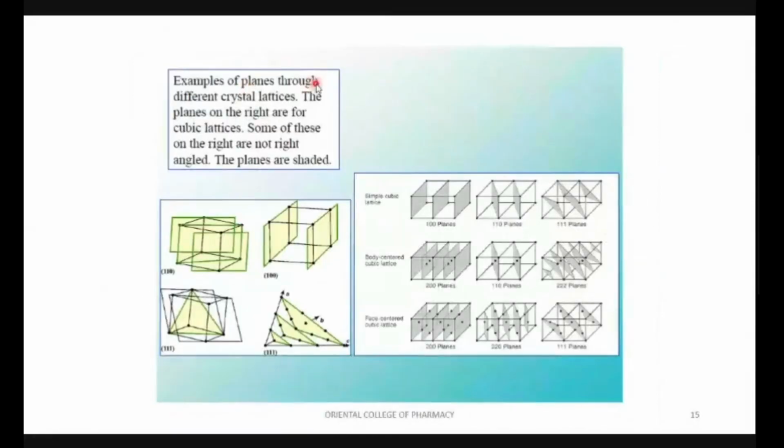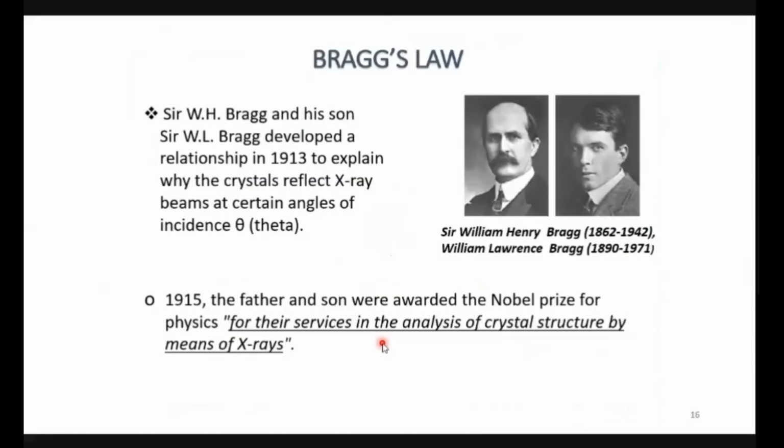For examples of the plane through different crystal lattices, the planes on the right over here are for the cubic lattices, and some of these are on right or not right angles. These planes are shaded. See, so this 1 1 0, so these are values of HKL. 1 0 0, again these are values of HKL. So for every type of cube, you have different values of H, K, and L. So now we know how many types of crystal lattices are possible, and how to express every atom within the crystal lattice, we can now go to the next part of the chapter, Bragg's law.